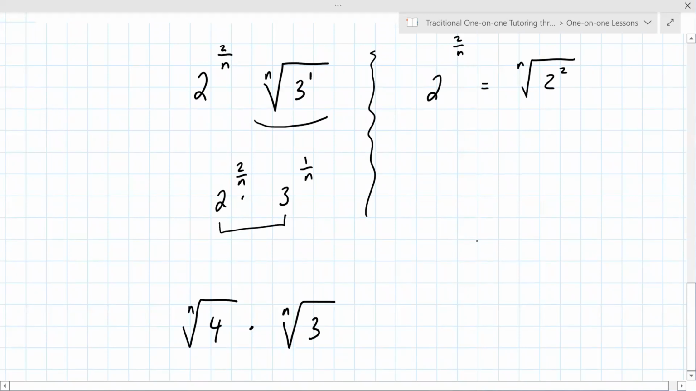There's yet another property here. We've talked about this a little bit, like the square root of a times b is the square root of a times the square root of b. So what can you do to manipulate this? I could just make this the nth root of 12. The nth root of 12, yes.